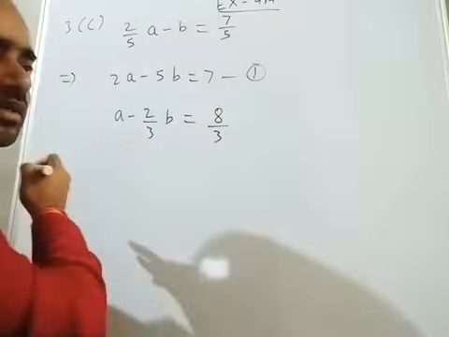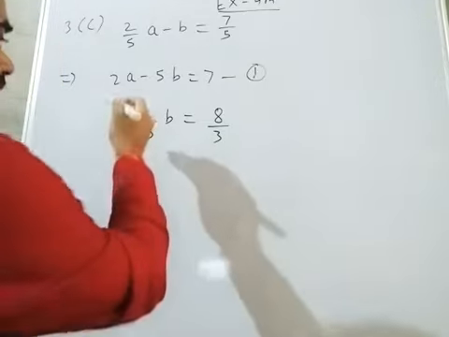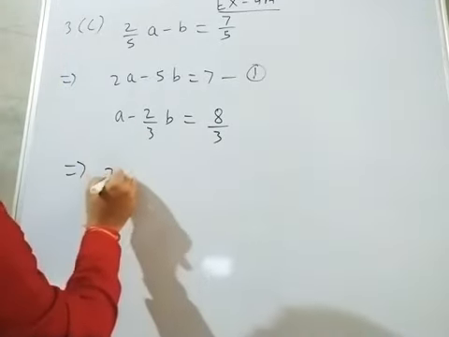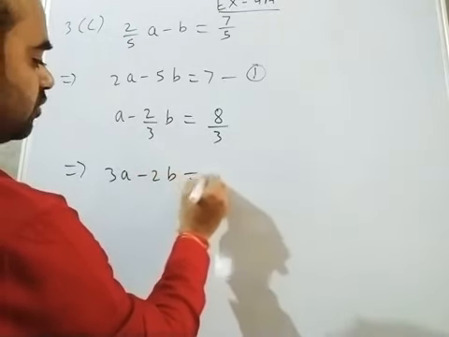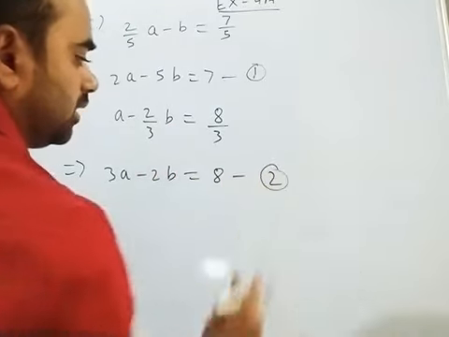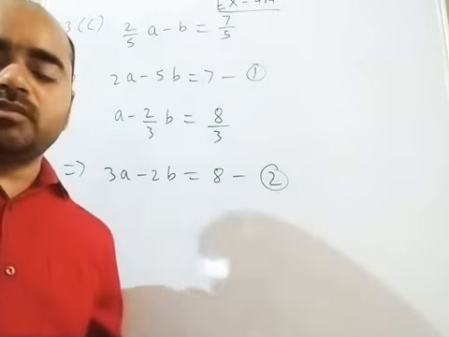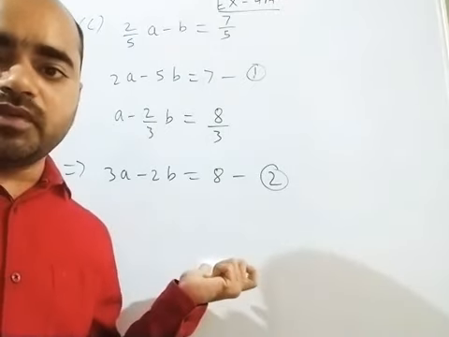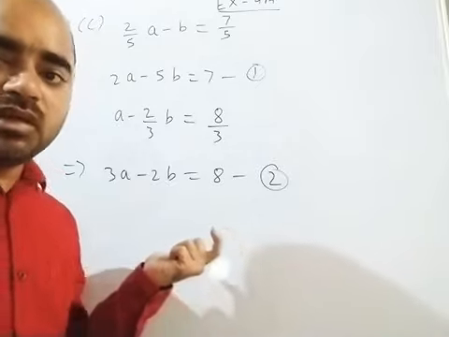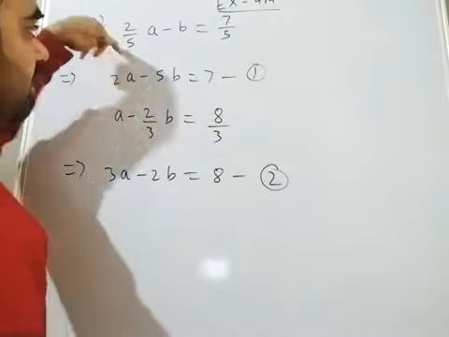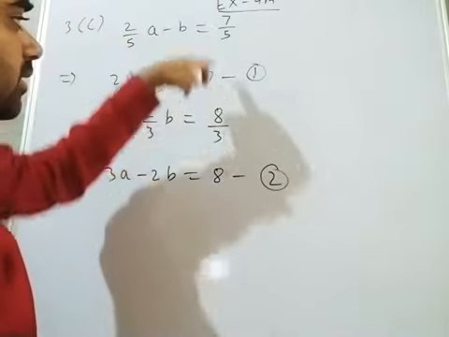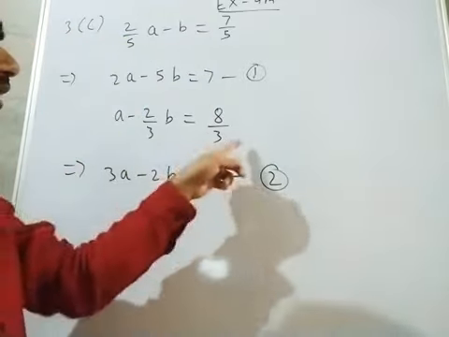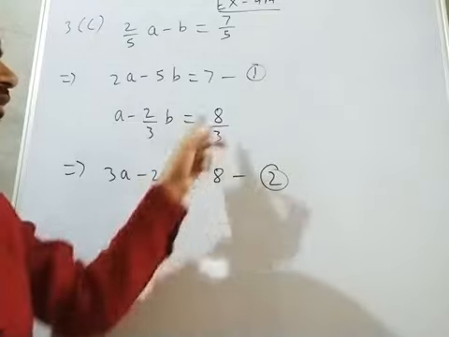In this also multiply throughout by 3. And this will become 3 into a, that is 3a. 3 by 3 cancelled, 3 by 3 cancelled. It means 3a minus 2b is equal to 8. Understood both the equations? Like this we can simplify whenever the equations are given in fractional coefficient form. Here we have multiplied throughout by 5 to get 2a minus 5b equal to 7. Second equation multiplied by 3, 3a minus 2b equal to 8.